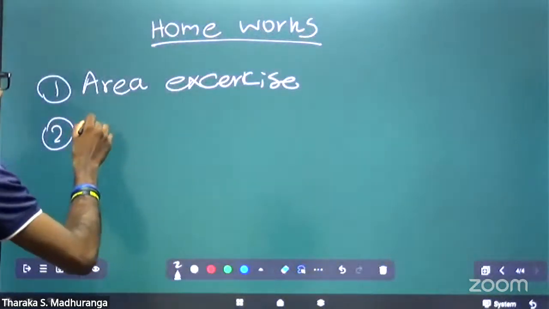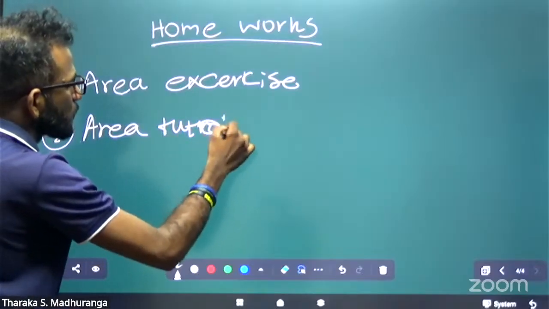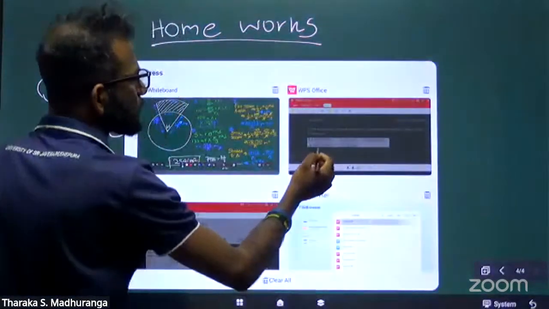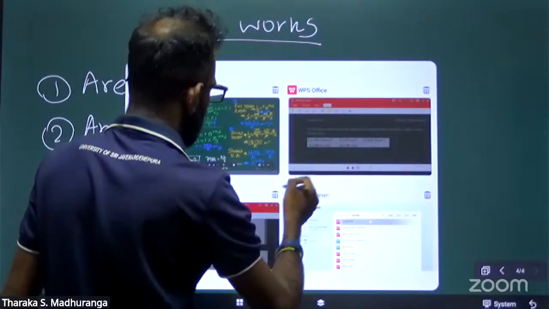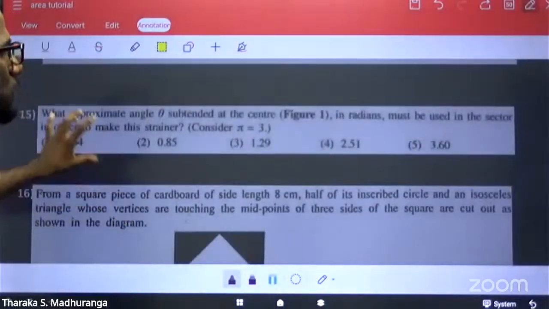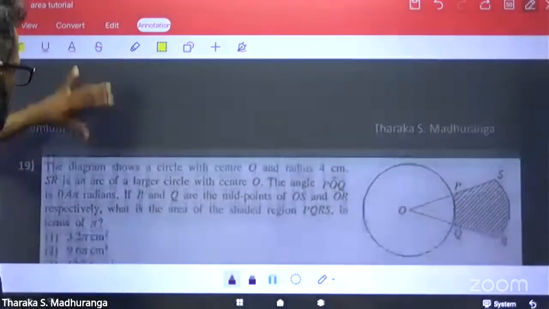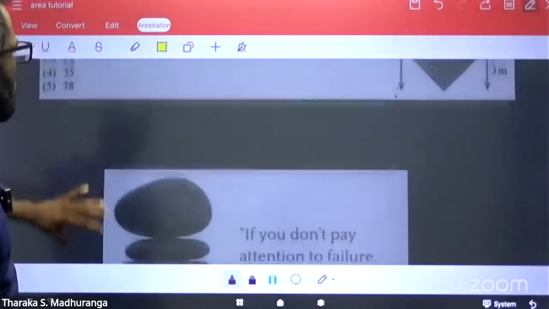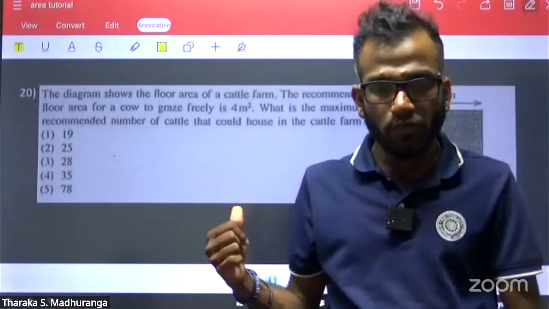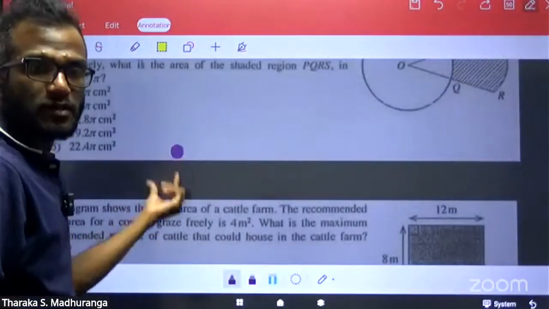Area tutorial, today's paper. This paper, we only discussed 4 questions. You have 20 questions. Then you have 16 questions in the tutorial and 15 questions in the exercise paper.